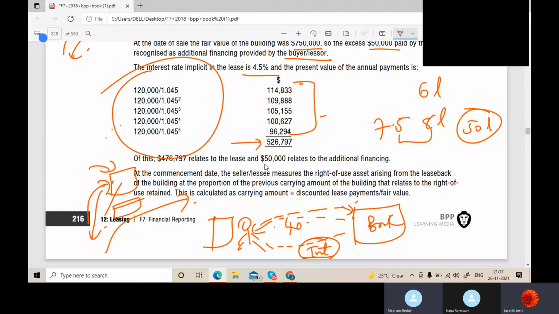So 50,000 is the additional financing. Whatever the present value is, out of this you deduct the 50,000. You get 4,76,797. Just do that. This is related to the lease and this is the additional financing done by them.